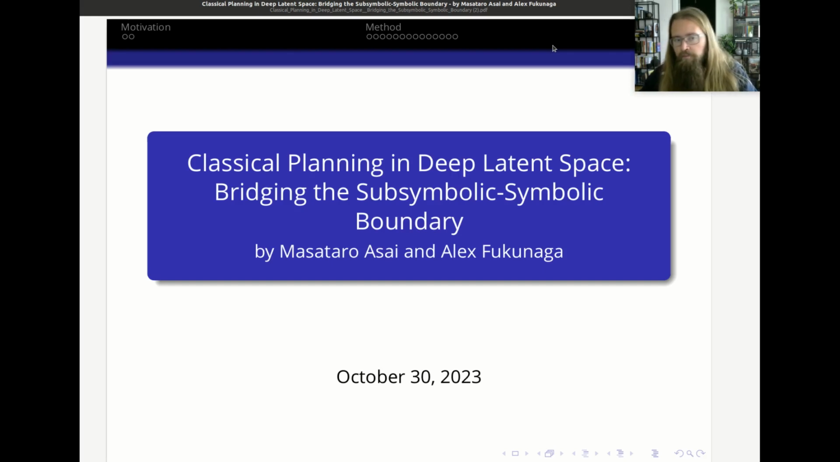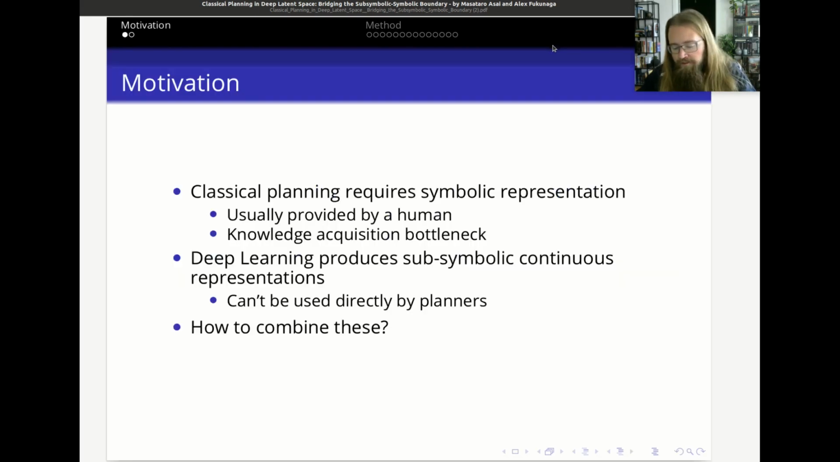Today I'm going to talk to you about this paper called Classical Planning in Deep Latent Space, Bridging the Subsymbolic-Symbolic Boundary. Okay, let's talk a little bit first about the motivation.